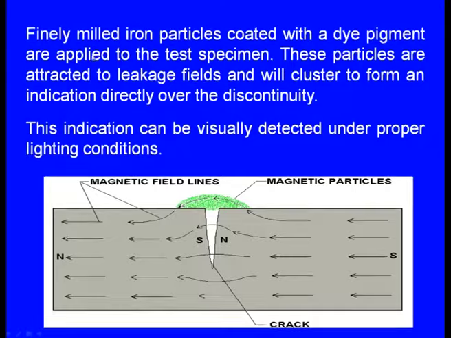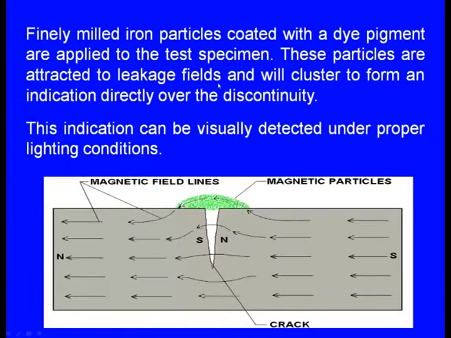Then what will we do? Finely milled iron particles coated with dye pigment are applied to the test specimen. Now, these particles are attracted to leakage fields and will cluster to form an indication directly over the discontinuity. So, when we sprinkle finely milled iron particles over the cast component or the specimen, no doubt here is the south pole and here is the north pole. Over the poles, there will be more attraction of the iron powder.